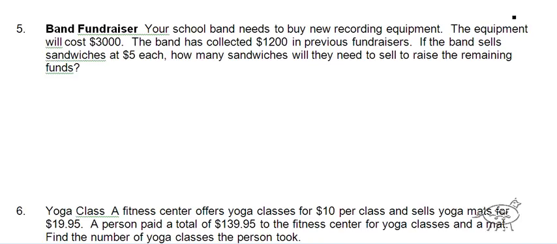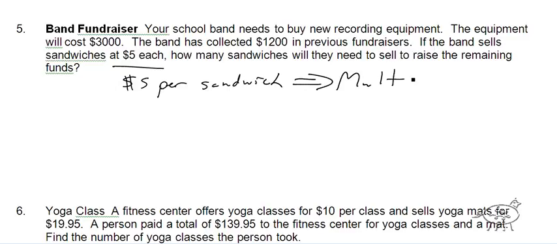Okay, number 5. Your school band needs to buy new recording equipment. The equipment will cost $3,000. The band has collected $1,200 in previous fundraisers. If the band sells sandwiches at $5 each, so remember, $5 per sandwich. Ooh, sounds like multiplication to me. How many sandwiches will they need to sell to raise the remaining funds? So again, X equals number of sandwiches.